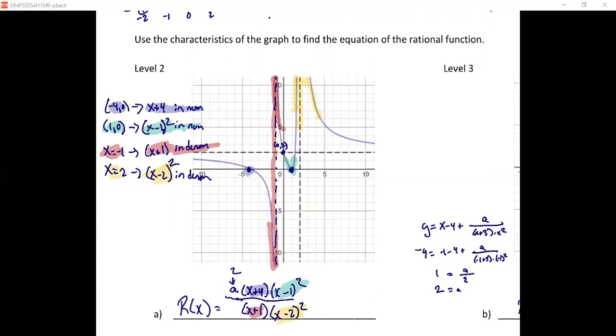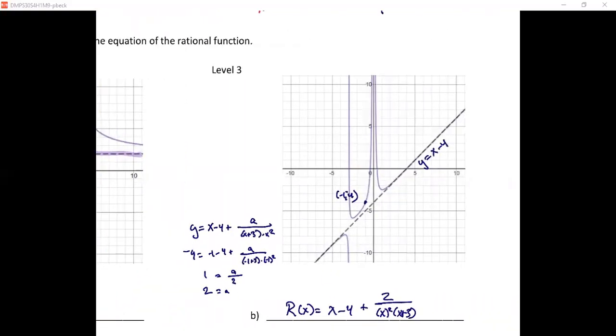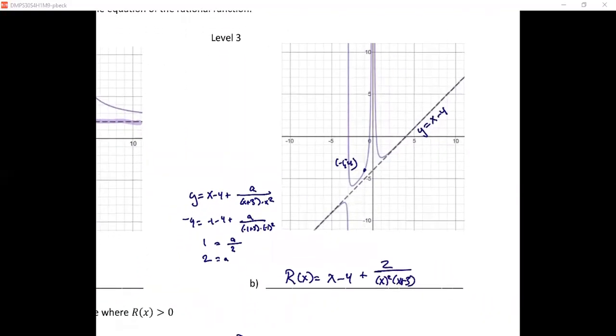And now, what haven't we worked with? We haven't worked with our horizontal asymptote of y equals 2. What that tells me is our leading coefficient, which we officially don't know, should be 2. Now, how do we actually find that out? This is where I'm going to use my y-intercept, 0, 2. And I will say 2 equals a times (0 plus 4)(0 minus 1) squared over (0 plus 1)(0 minus 2) squared. So if you see, 2 will equal a times 1, or just a equals 2.